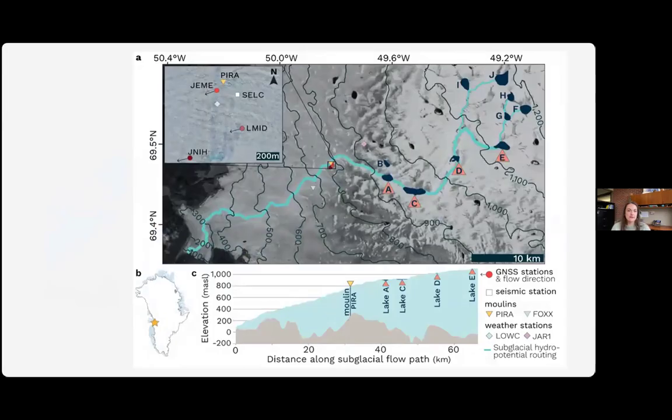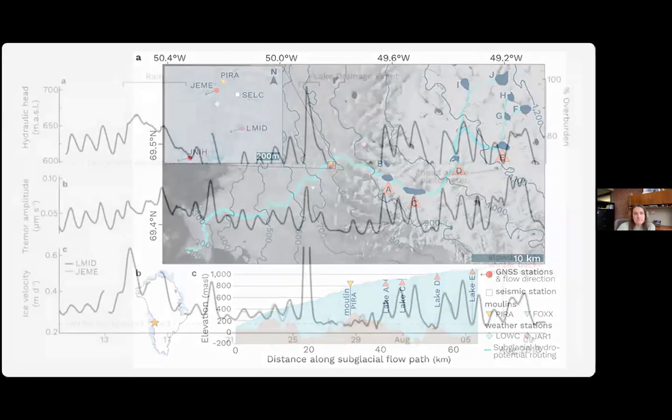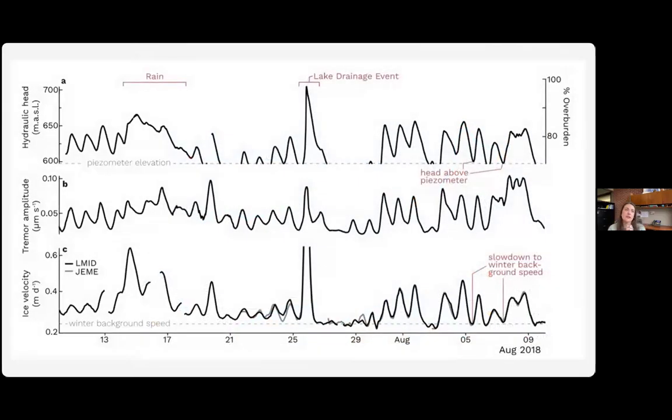So in 2017, now looking at our low camp site, it is conveniently downstream of the subglacial flow path of many supraglacial lakes upstream. And we were able to detect a supraglacial lake drainage of all of these different lakes upstream. So here, we're looking at our moulin hydraulic head, glacial hydraulic tremor amplitude, which I'm not going to discuss much about, and then ice velocity.